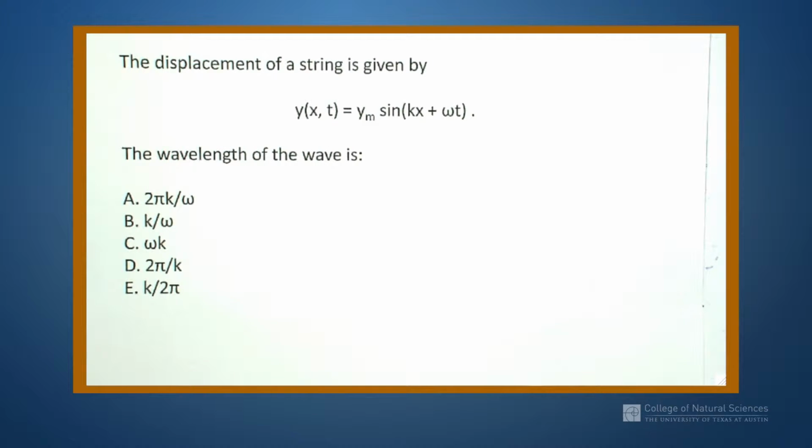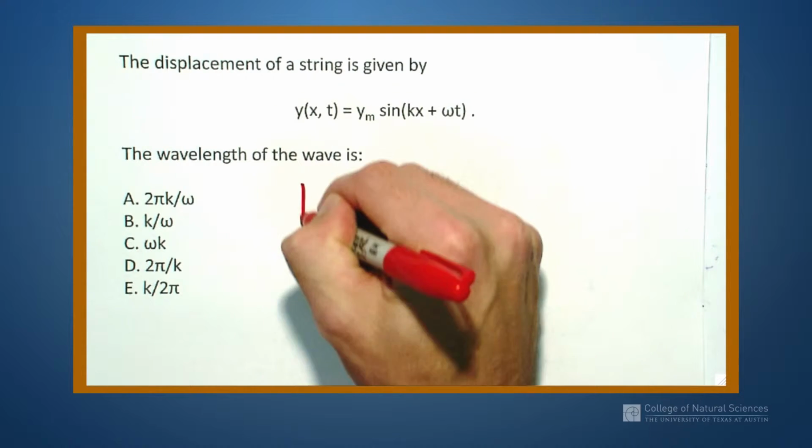So this question doesn't have a lot of words to it, but it can throw a few people off. So let's read through it and figure out what we're doing. It says the displacement of a string is given by y of x and t is equal to y_m times the sine of kx plus omega t. The wavelength of this wave is what?